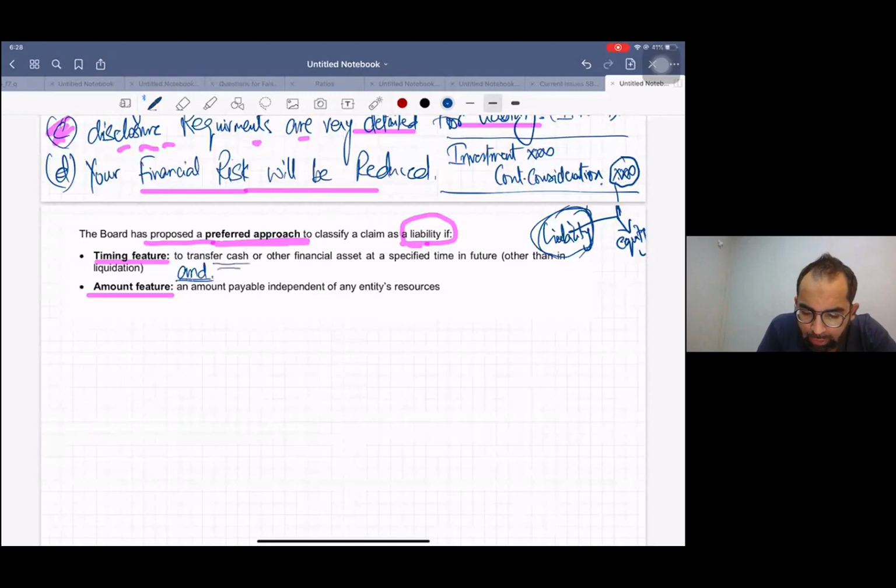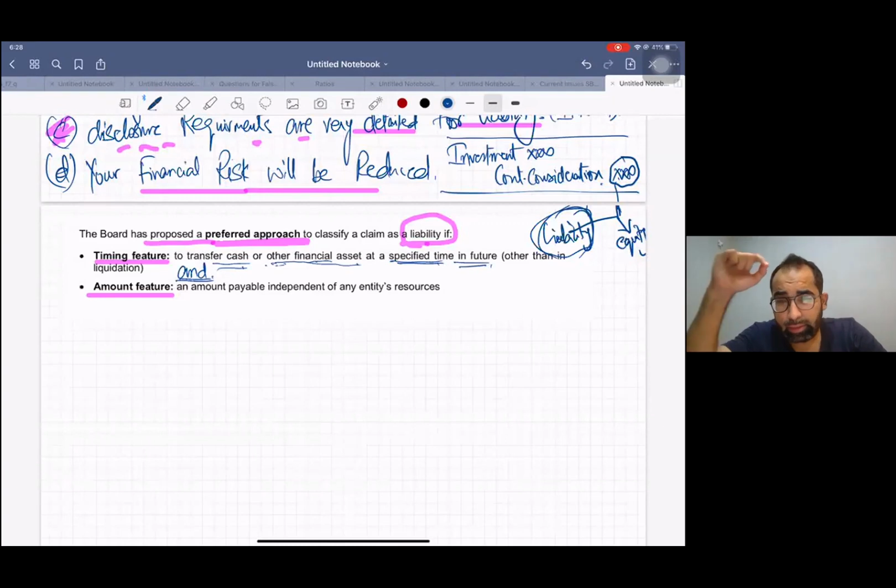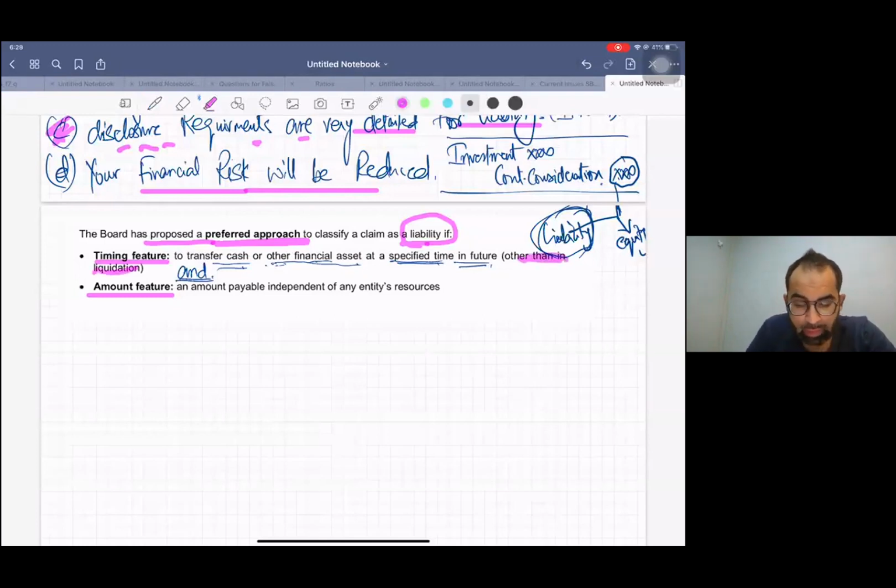Number 1, timing feature: to transfer cash or other financial asset at a specified time in future. That means there should be a time limit, an exact time in which you are liable to pay cash or liable to transfer a financial asset. Then it will be a financial liability. And one more thing, it is written, other than in liquidation. If it is written that at the time of liquidation you will pay, then it is not a liability.